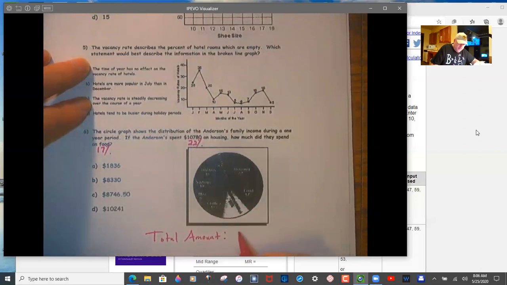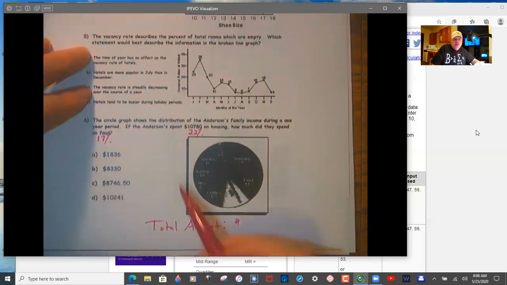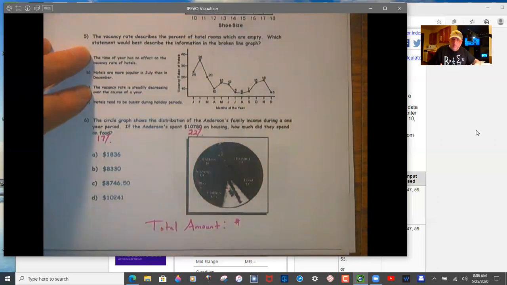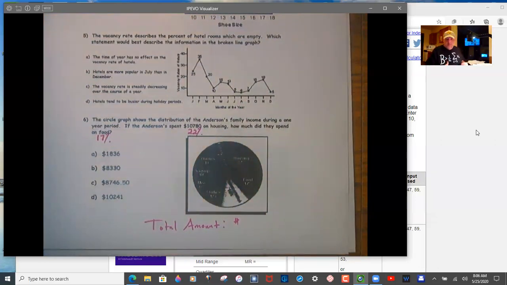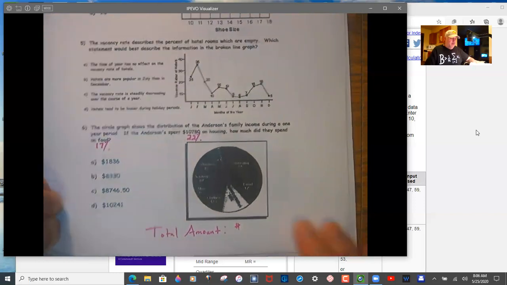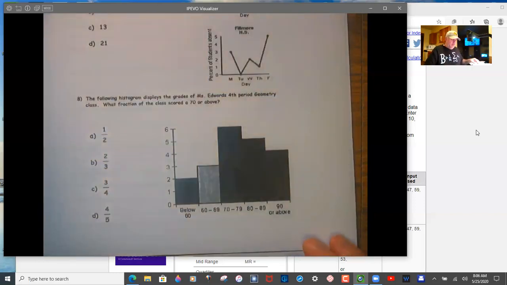Don't tell me you can't see the values. There's a way to figure it out by using the fact they spent $10,780 on housing, and that's 22% of the total. So 0.22 times X equals 10,780. Then you can figure out what the total is, and then you can go from there. And then some more here.